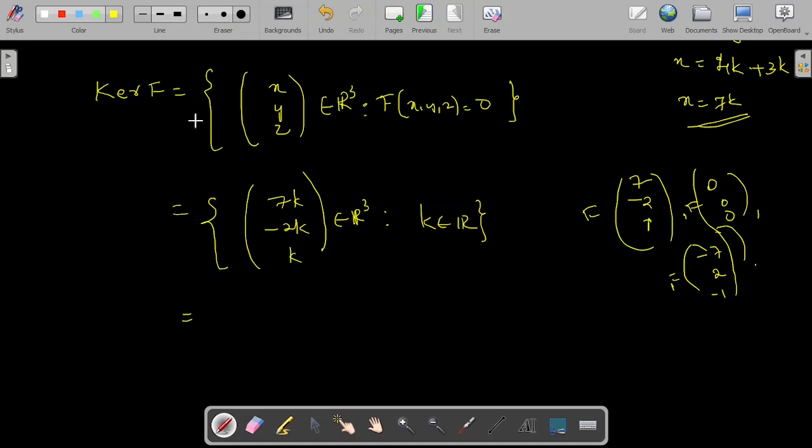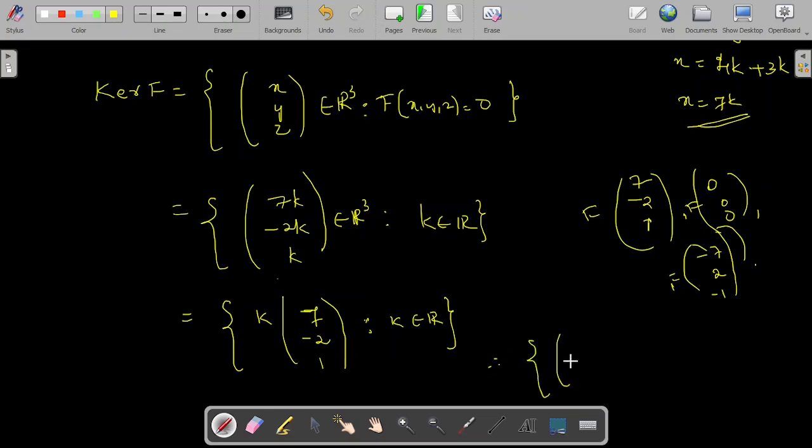So now, this is the kernel of the transformation. You have to find out the dimension of and a basis for this kernel. See, k is common, you take it outside, you will get k times the vector 7, minus 2, 1, such that k belongs to R. So every vector of kernel f is a linear combination of 7, minus 2, 1, because it is k into this vector. Therefore the vector 7, minus 2, 1 serves as a basis.